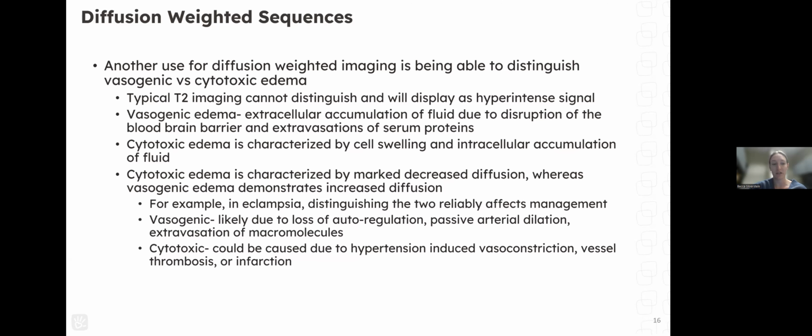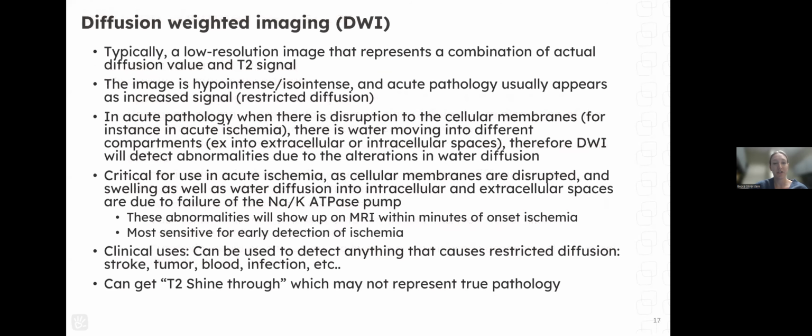So for example, in eclampsia, again, this would be helpful to affect management, to know the difference between those two. With vasogenic edema, you're losing autoregulation, you have passive arterial dilation, and then extravasation of macromolecules. So maybe managing blood pressure is more important. Versus cytotoxic edema, if you were to see that, it could be due to hypertension-induced vasoconstriction, vessel thrombosis, or infarction. So you'd be looking for other reasons for why you may be having cell death. So that's just an overview.